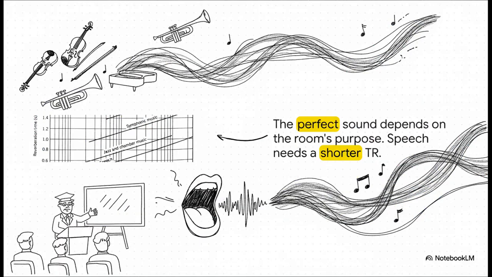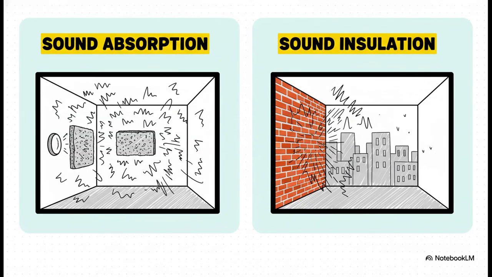But here's where it gets really interesting. There's no such thing as one perfect reverberation time. It completely depends on what the room is for. You know, in a lecture hall, you want a short TR. That way, every single word is crisp and easy to understand. But for a big symphony orchestra, you want a much longer TR, so all that beautiful music can swell and blend together.